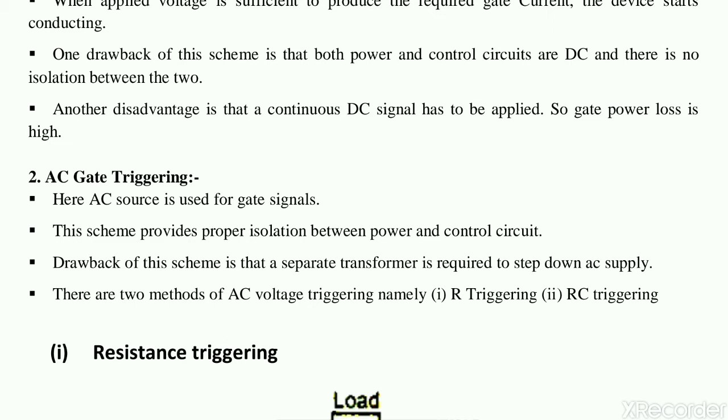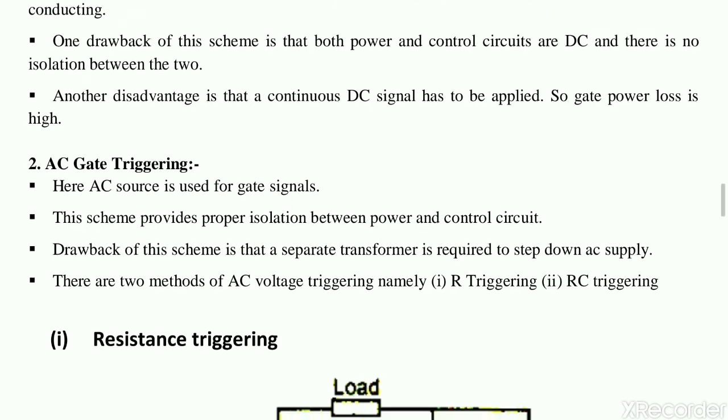But there is some drawback of this scheme, that is, it uses a separate transformer to step down the AC supply. Because the AC supply has a very high value of voltage, we may require a step down transformer at the input side to feed the complete circuit. So this is a drawback of this method. Now we will focus on the first method of AC gate triggering, that is resistance triggering.